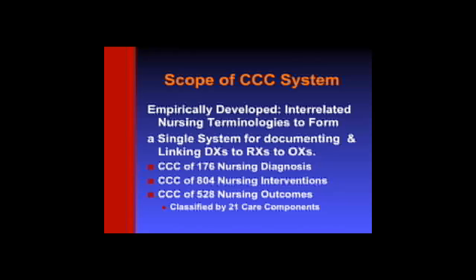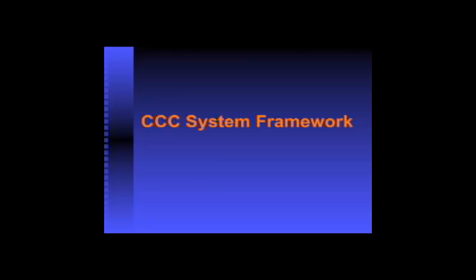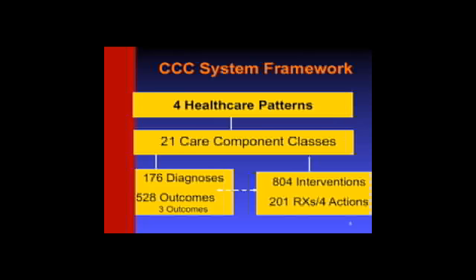The research team, using both keyword sorts and statistical analysis of the data, were able to empirically develop its interrelated terminologies. The CCC of 176 nursing diagnoses, 804 nursing intervention actions, and 528 nursing outcomes. Each terminology is classified by 21 care components to form a single system and designed to code and document and link the diagnoses to the intervention actions to achieve the outcomes.